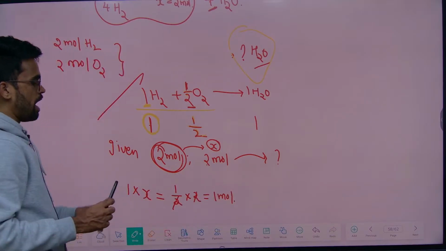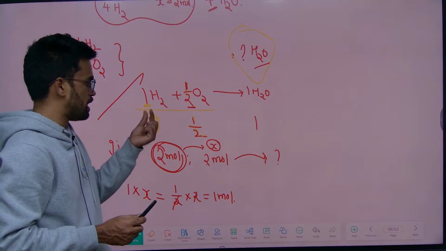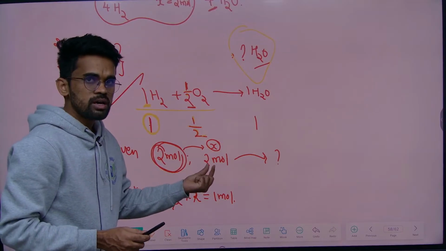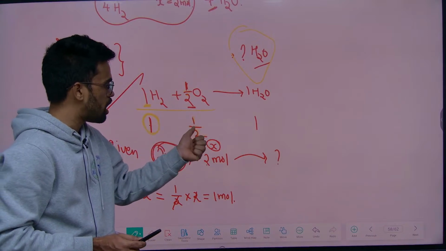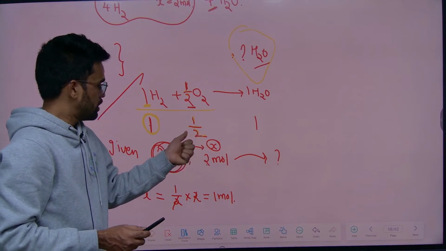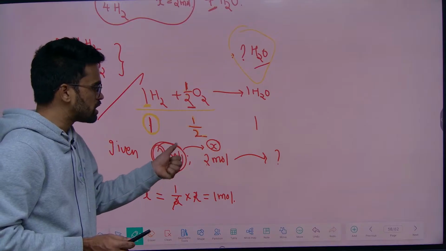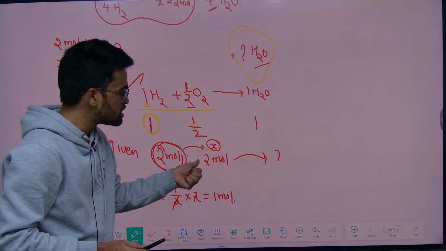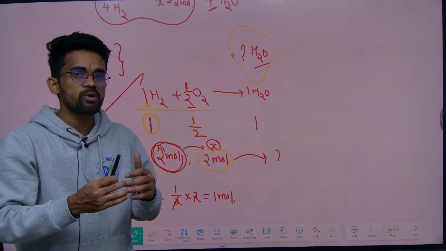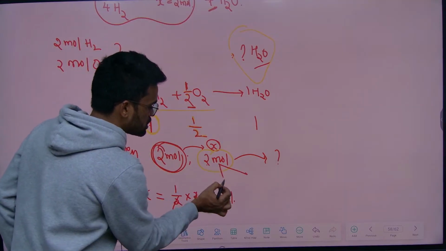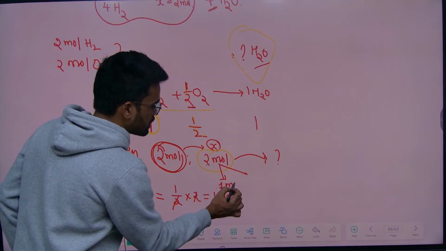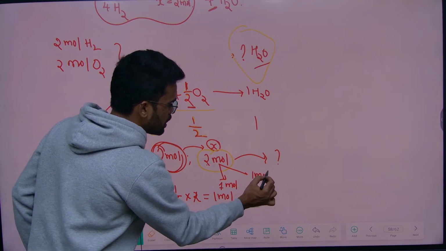Since they have given 2 moles of hydrogen and 2 moles of O2, but as per the balanced equation, for every 1 mole of hydrogen we require only half a mole of O2, even for 2 moles we require only 1 mole, but the given is 2 moles. It means they have provided excess quantity. So out of these 2 moles of oxygen, 1 mole will react and 1 mole remains unreacted.